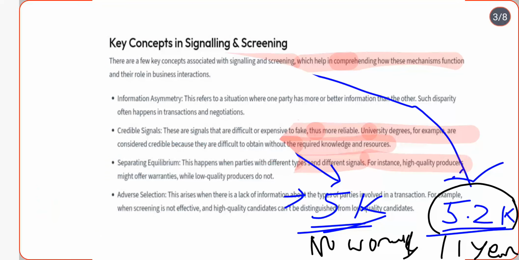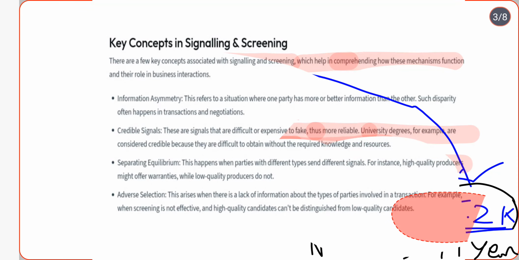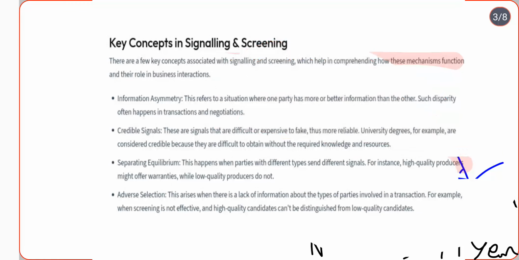Now the last one is adverse selection. In adverse selection, there is a lack of information about the types of parties involved in the transaction, for example, when screening is not effective and high quality candidates can't be distinguished from low quality candidates.